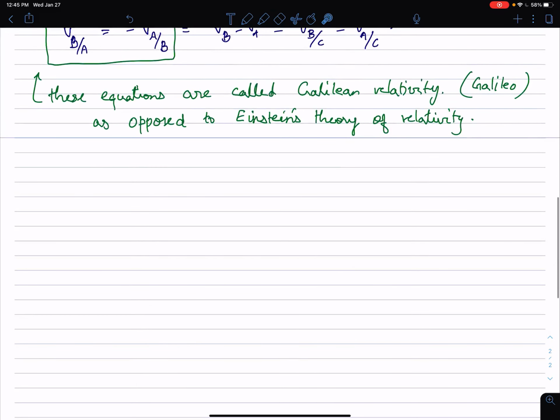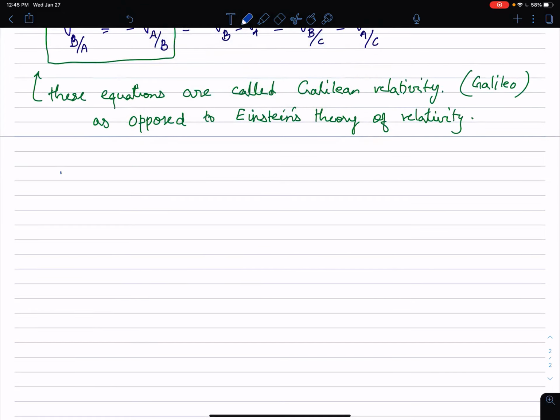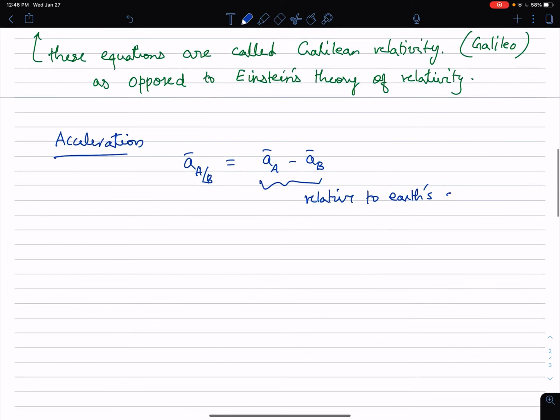Okay, so this is for velocity, and then of course we have analogous equations for accelerations. So acceleration, again, we have the key equation. Acceleration of A with respect to B is, if you have just 2 objects, or when these are relative to the Earth's surface. This is relative to Earth's surface when we don't specify what it's with respect to.